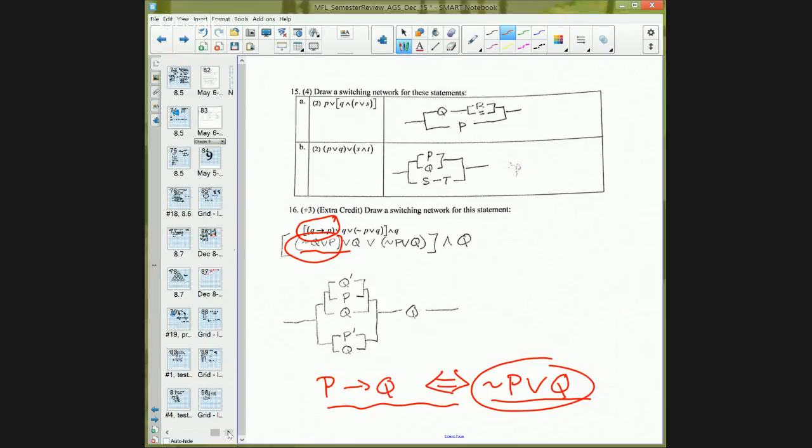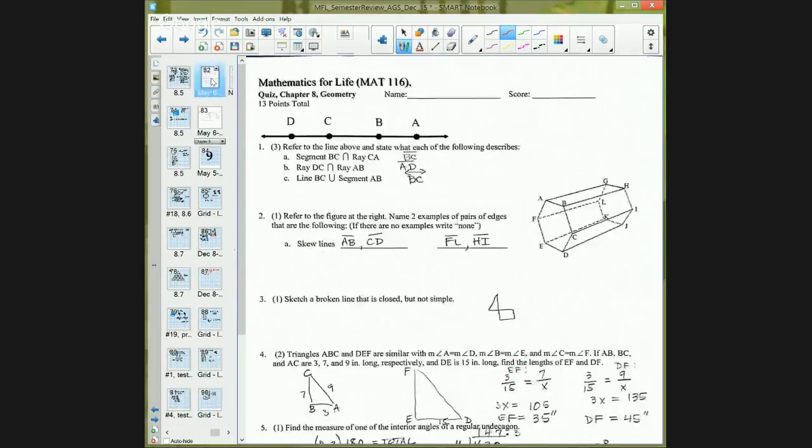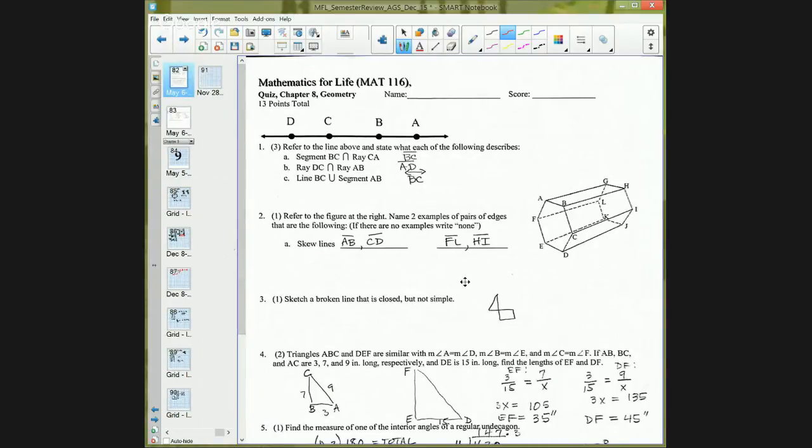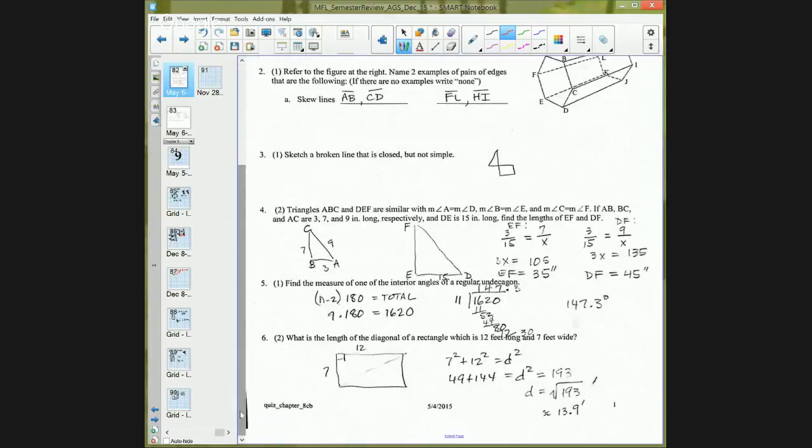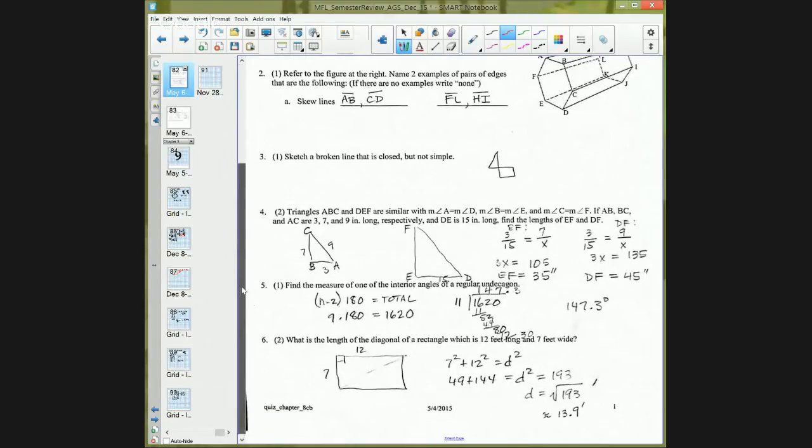Hey Michelle, you just reminded me of something. With you guys, we didn't get far enough, but with my class, I gave a quiz later in Chapter 8 that we never got to. Let me just show it to you. I want to show you one problem. Look at number 5 down here on this quiz.